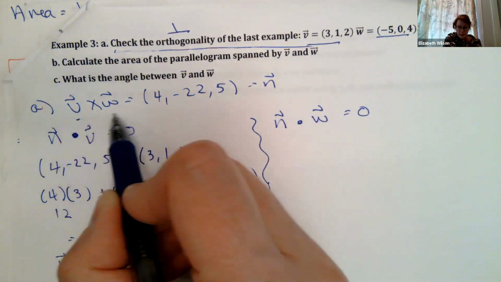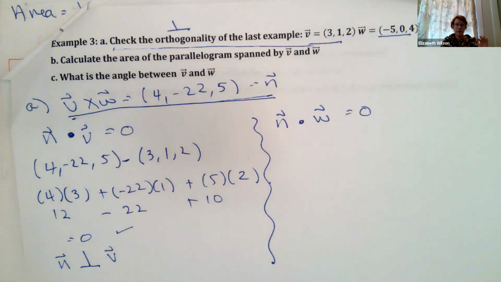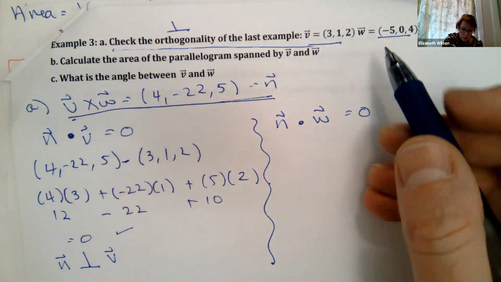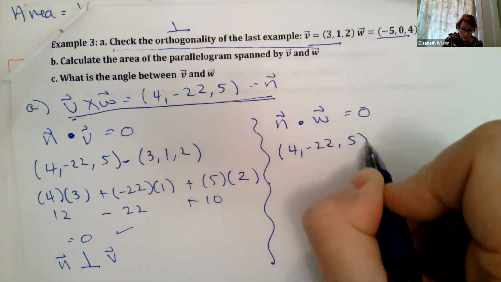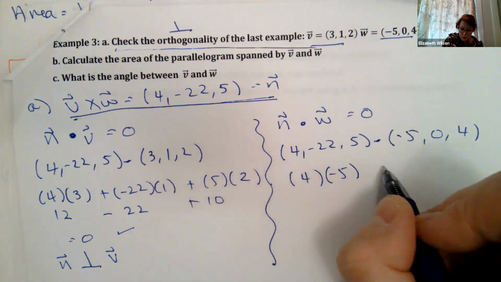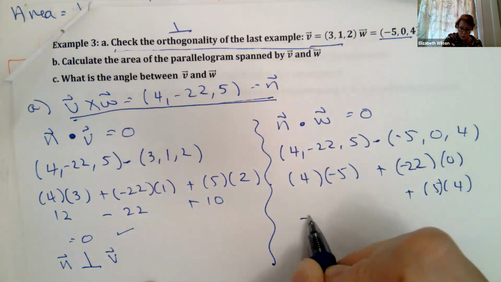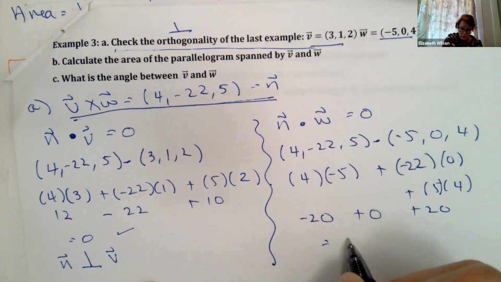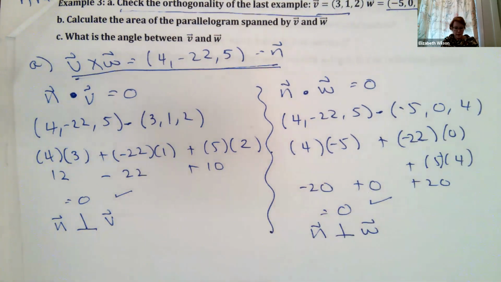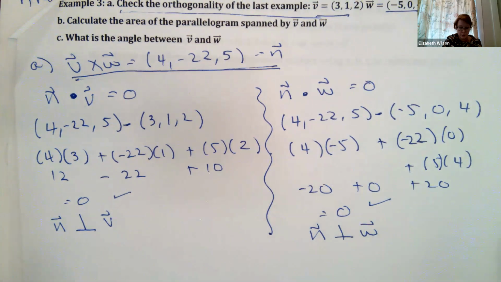Okay. So this is my cross product, and I said that was equal to N, right? Now I'm going to take N dot product with each individual vector, because if the dot product is equal to 0, then we know that those two vectors are perpendicular. I did that with V, it's perpendicular. We're going to do it with W. So N, 4, minus 22, 5, dot product with W, minus 5, 0, 4. Corresponding components, first times first. So I'm looking at minus 20 plus 0 plus 20, and that's equal to 0. So my dot product for N dot W is also equal to 0. So I can then conclude that my cross product is perpendicular to each individual vector, which is what we said. I told you that this is true, but now we've just shown it. We did the quick check.